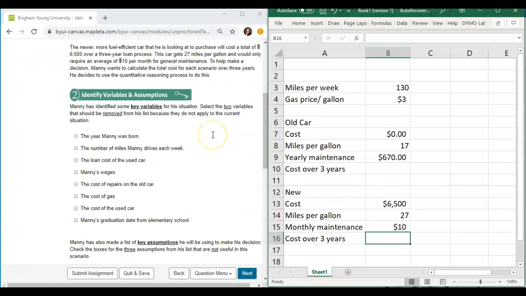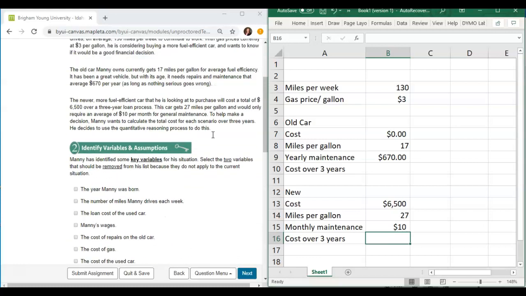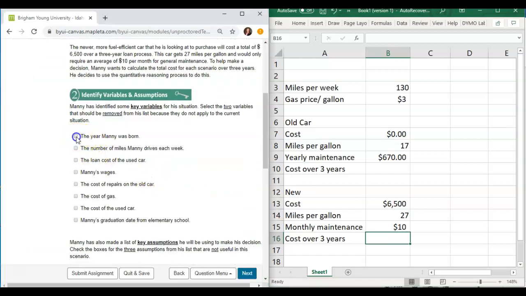The next step, step number 2, identifying variables and key assumptions. Manny has identified some key variables for his situation. Select the 2 variables that should be removed from his list because they do not apply to this current situation. They might apply to another quantitative process. Okay, the first one. The year Manny was born. So, in understanding the problem, we're looking at an old car and a new car, and all of the calculations and everything's going to be about these cars, so that doesn't help us at all.